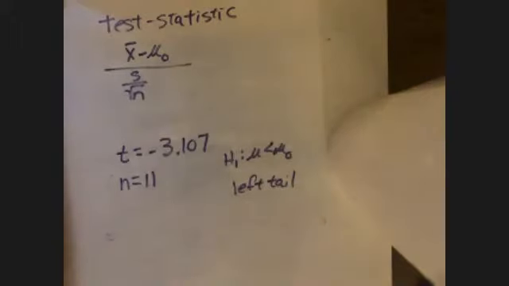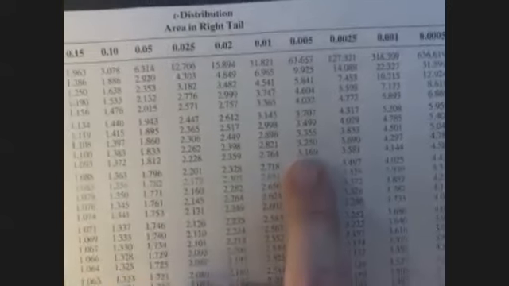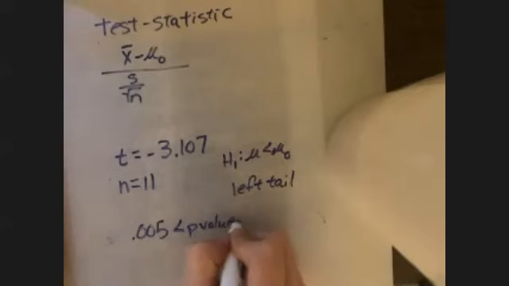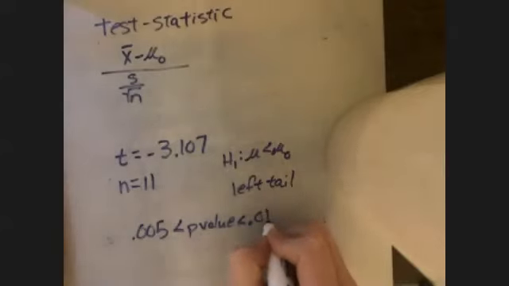So again, with n being 11, we're going to come over here to line number 10, okay? And I'm going to try and find 3.107, okay? Or, you know, kind of get in between it. So if I come across, I've got 2.6764 and 3.169, okay? And I am between those two. So looking up to the top of my chart, it's 0.005 and 0.01. So coming back across, 0.005 is smaller than my p-value, is less than 0.01, okay?